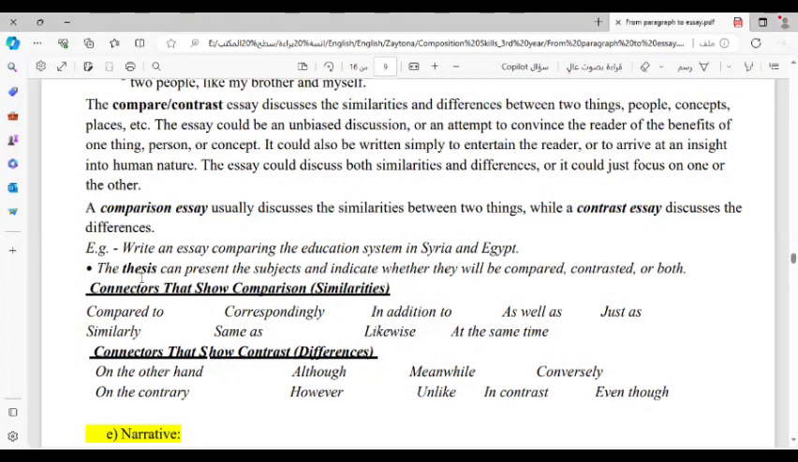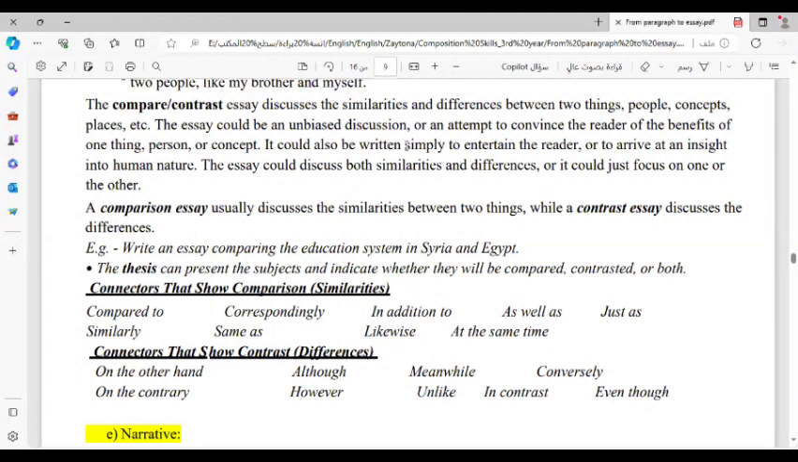Okay, so the thesis statement can represent these subjects and indicate whether they will be compared, contrasted, or both. As we talked before, the thesis statement is the most important sentence in your essay. You will mention in your thesis statement, for example, "In this essay, I will compare the education system in Syria and Egypt."